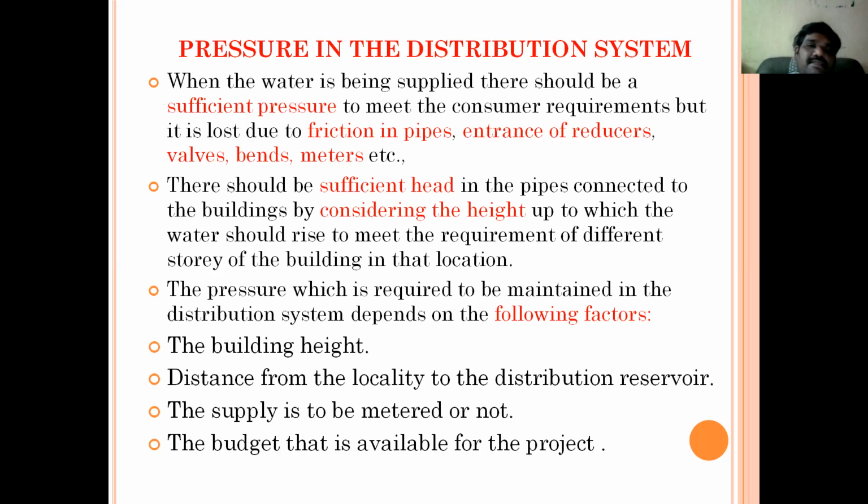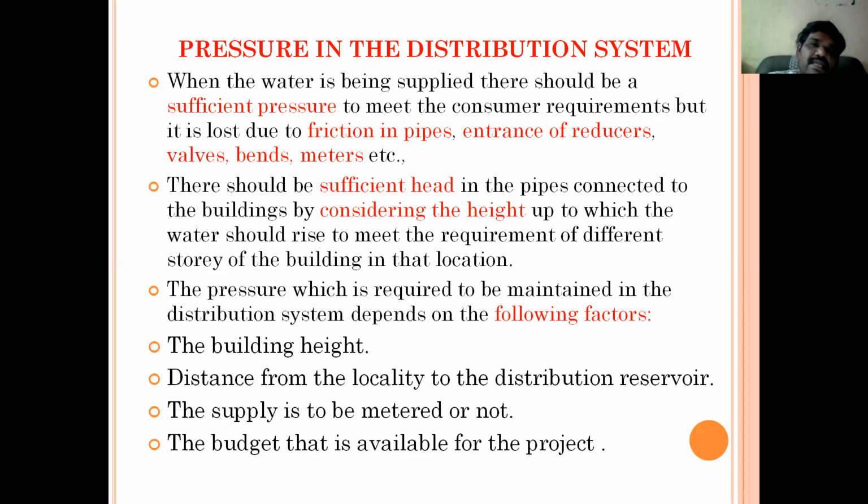The third one is the pressure which is required. And see, I said that in the second point, there should be sufficient head in the pipes connected to the building, considering the height up to which the water should rise to meet the requirements of different stories of the building in that location. Normally, the pressure which is required to be maintained in the distribution system is as follows.